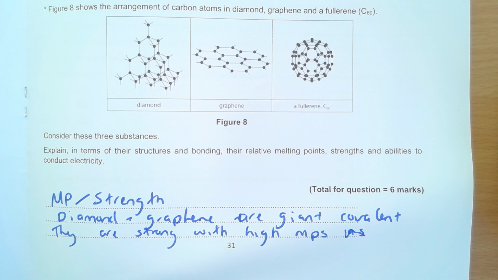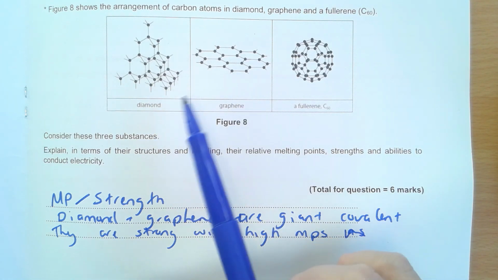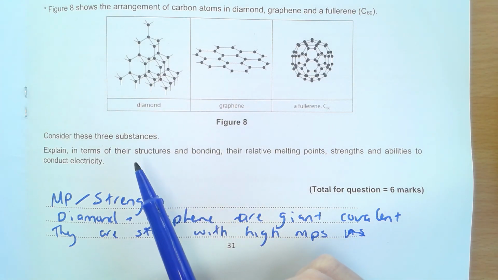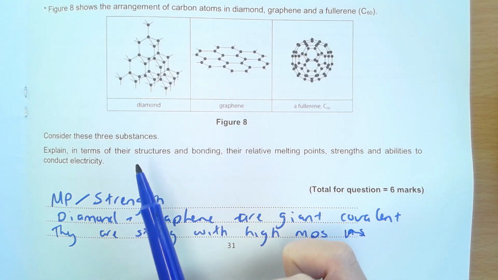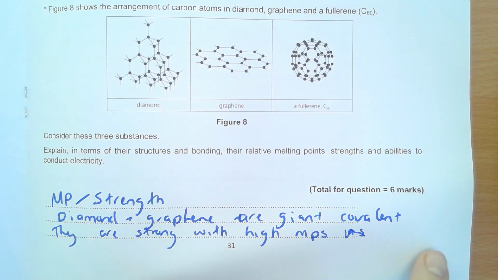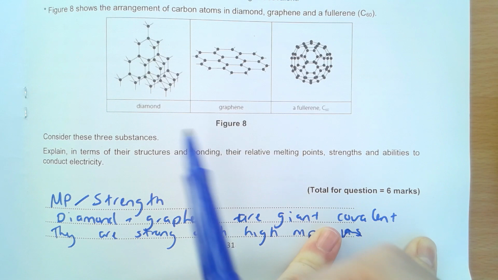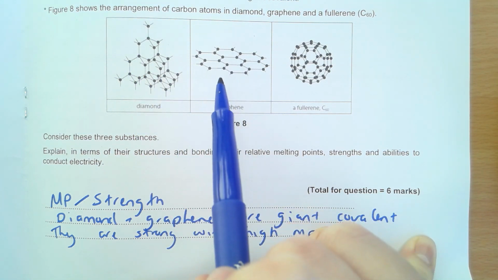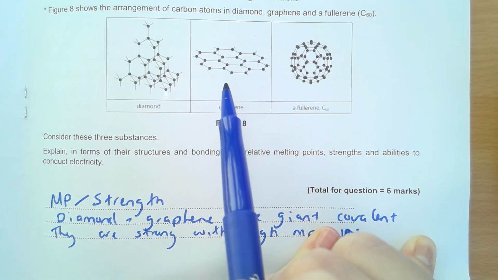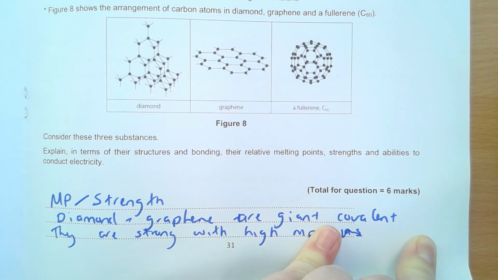So I've lumped melting point and strength together because you're going to be making the same points for both. I've said diamond and graphene are both giant covalent in terms of structure and bonding. They're giant covalent, therefore they're going to be strong and have high melting points. The reason is the same for both: they've got lots and lots of strong covalent bonds, which will need lots of energy to overcome.